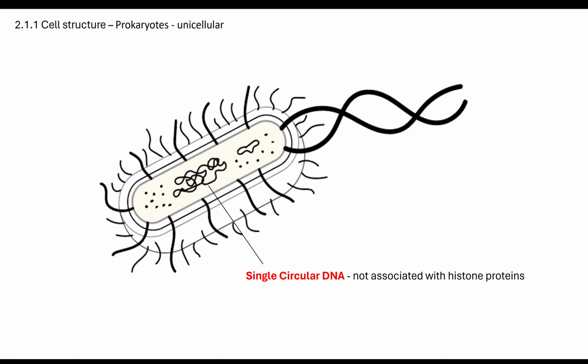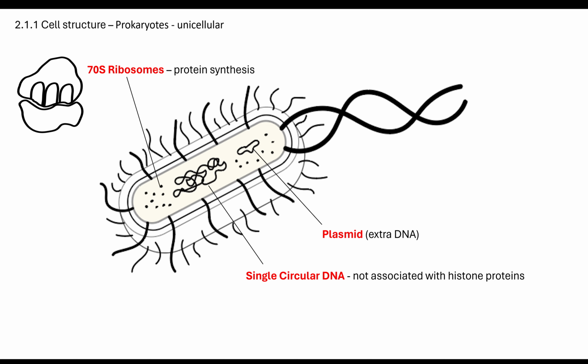Now, not only do prokaryotes have this circular DNA, they also have extra DNA in the cytoplasm, and they're in the form of what's called a plasmid. So a plasmid is a smaller circular DNA which contains genetic material.